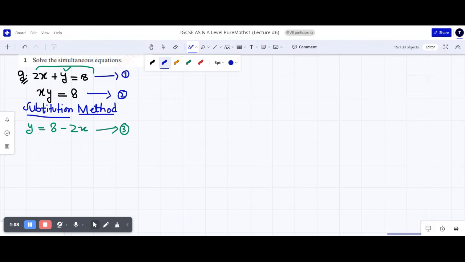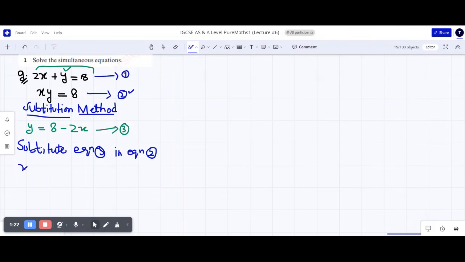Then we will substitute equation 3 in equation 2. So here we will keep x the same, and instead of y we will write 8 minus 2x, equals 8. Then we will expand the bracket, so it would be 8x minus 2x squared, which equals 8.